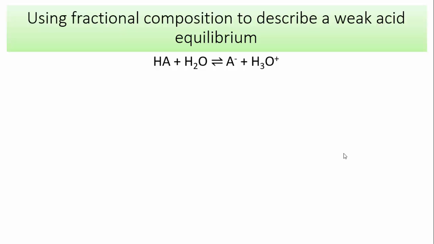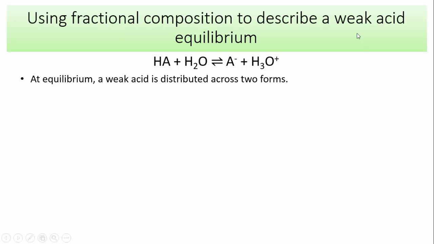In this chemistry video, I'm going to talk about the use of fractional composition diagrams to describe the equilibrium distribution of a weak acid between its deprotonated and protonated forms. So as we know by looking at the chemical equation, a weak acid has the ability to exist in the protonated form, of course, but if it reacts as an acid, it converts into its conjugate base. So there's these two forms present in solution simultaneously.